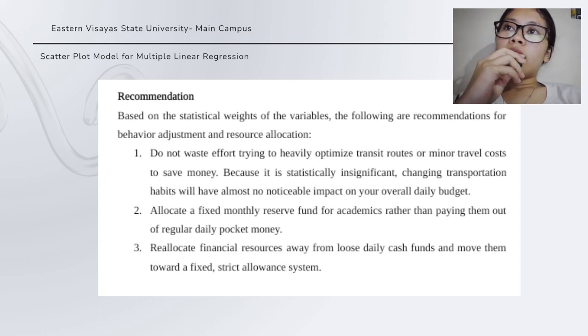Number 2 is allocate a fixed monthly reserve fund for academics rather than paying them out of regular daily pocket money. Third is to reallocate financial resources away from loose daily cash funds and move them toward a fixed strict allowance system. So that is all for my presentation for activity 2.